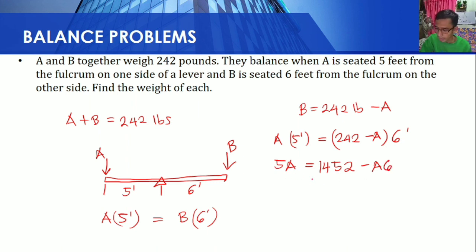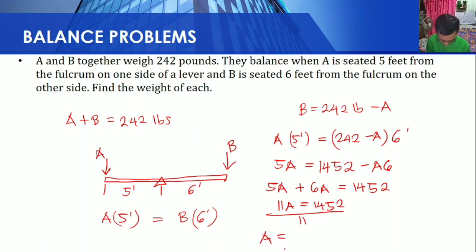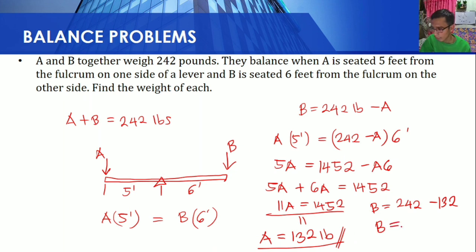Let's combine similar terms. We can move the A to the other side, so 5A plus 6A is equal to 1,452. Therefore, 5 plus 6 is 11, so 11A is equal to 1,452. Divide both sides by 11. Therefore, the weight of A is 132 pounds. Then we can get the weight of B. B is equal to 242 pounds minus A, so 242 minus 132. Therefore, the weight of B is 110 pounds.